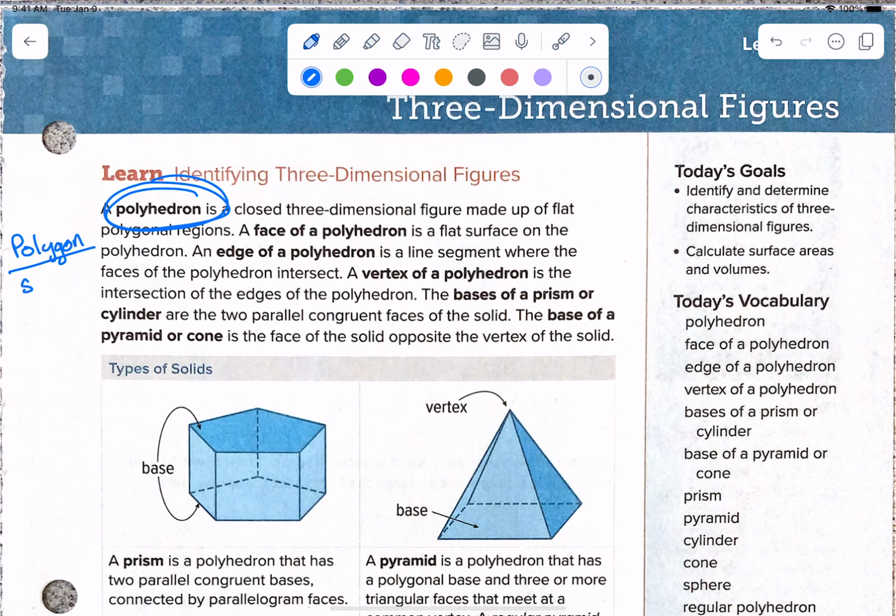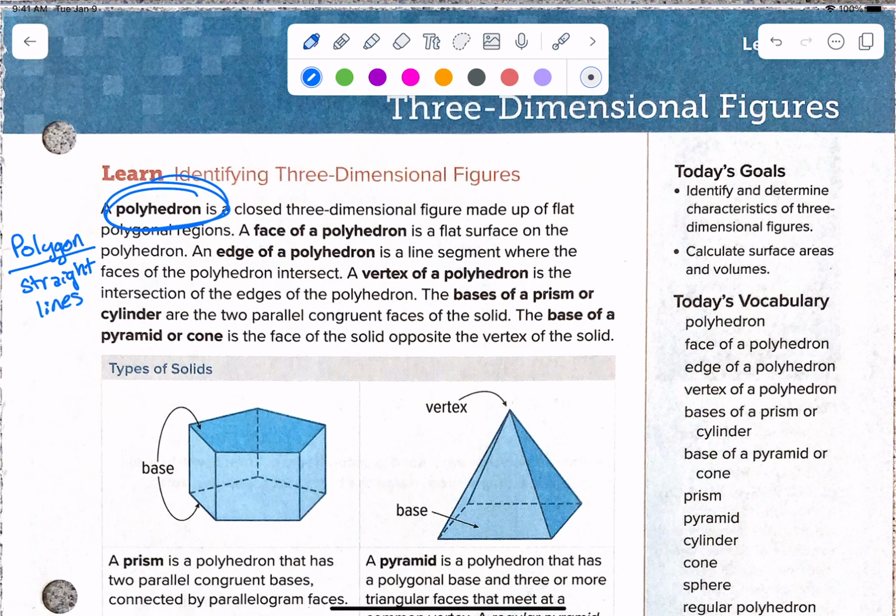Because it has to have straight lines. So a polygon has at least 3 straight lines. If it doesn't have 3, why can't it just have 2? It won't close, right? Okay, so at least 3 straight lines. So a circle is not a polygon.